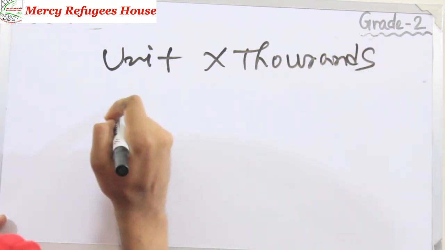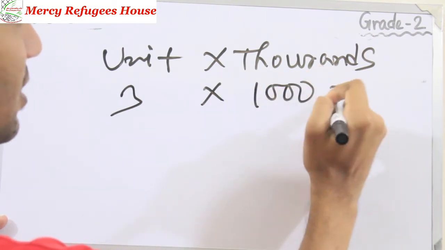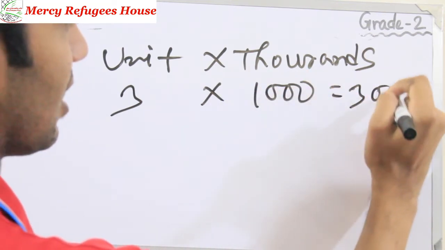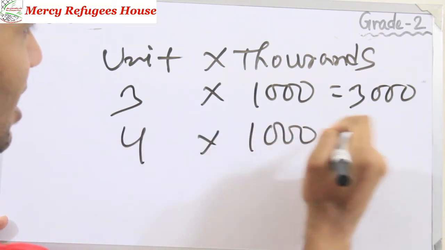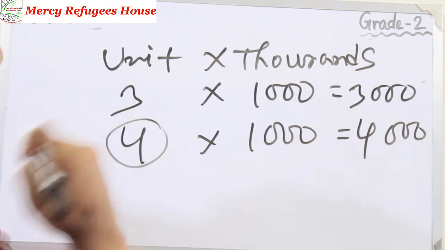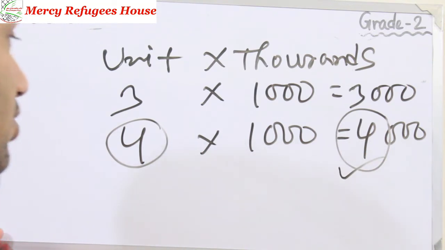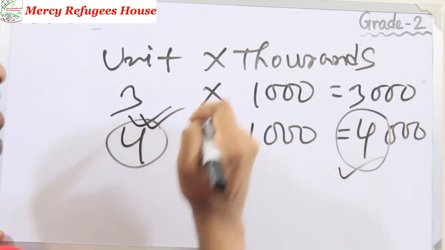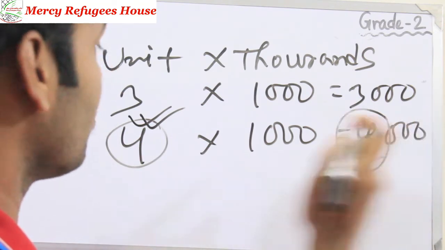That means if we have the unit number 3 and there is a thousands, we get 3,000. If we have the unit number of 4 and we get a thousands, we get 4,000. Look at this. If we put 4 in the thousands place, it becomes 4,000. That means wherever the unit number is being put, we get that amount of number.